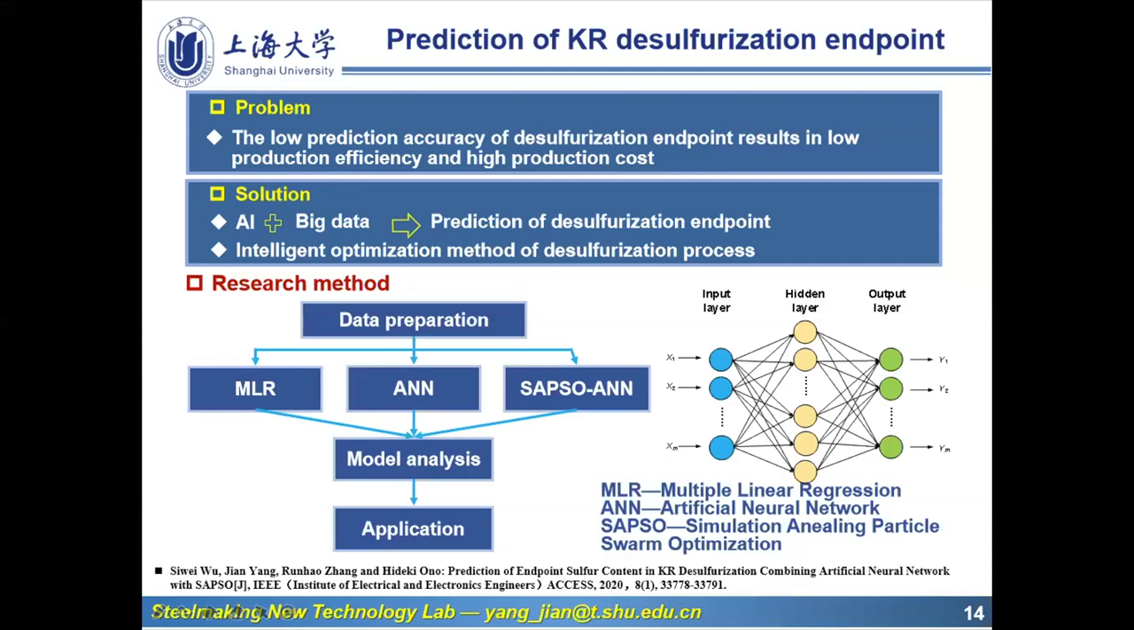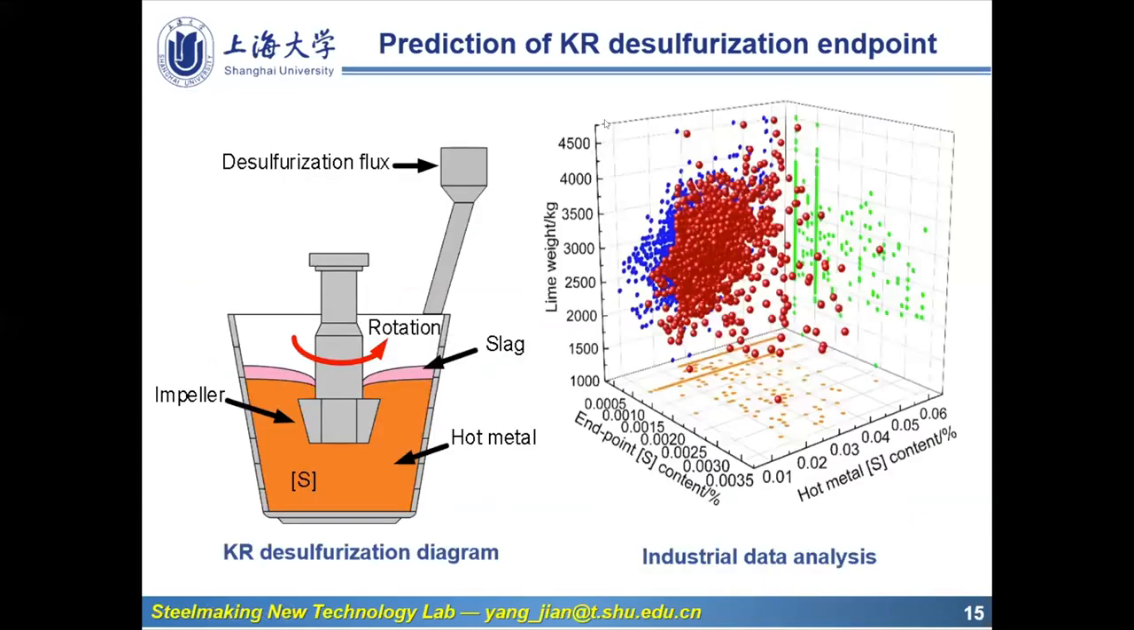So we use three kinds of the model. The first one is a multiple linear regression model. The second one is the artificial neural network model. And the third one is a simulation annealing particle swarm optimization. So it is these three models. Use these three models and we can make the prediction of the KR desulfurization endpoint.